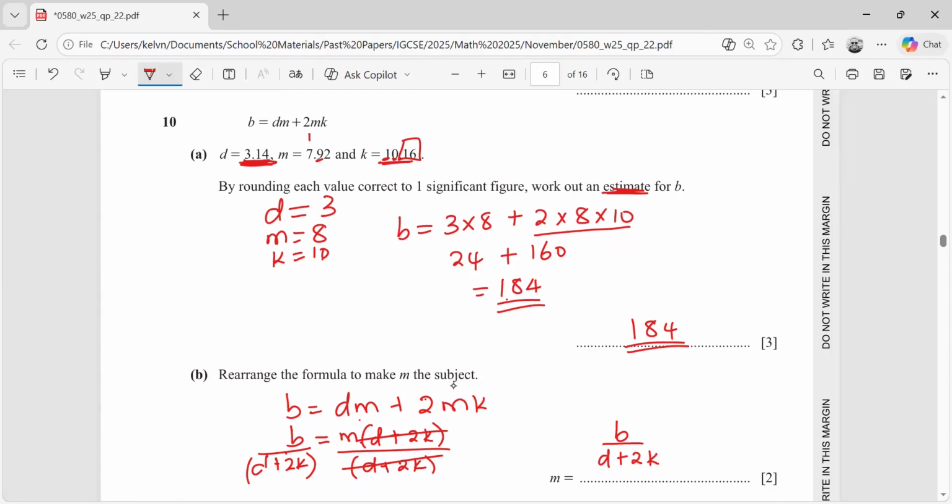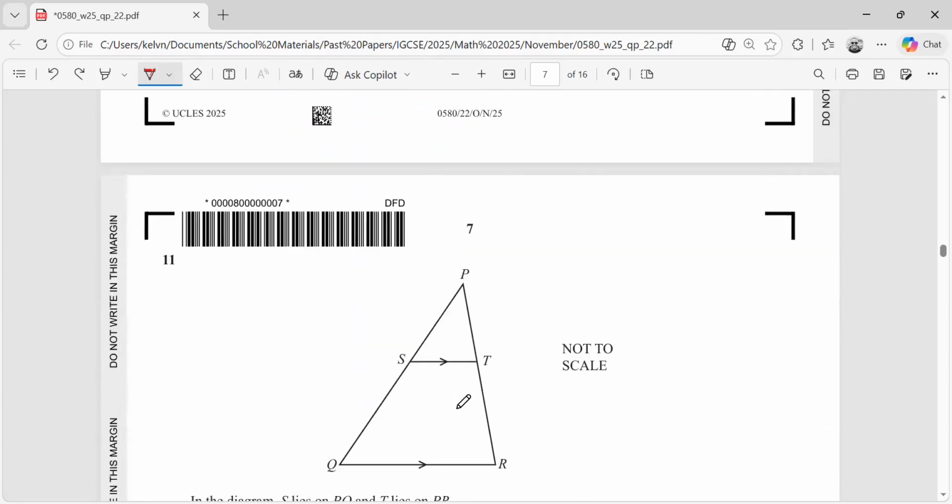Yeah, so it's as easy as that. Just remember, when you're rearranging something to make it the subject, you want the thing you are rearranging to be left on one side, and it's supposed to be alone. You don't want it to have anything else. Okay, good. Let's move on.